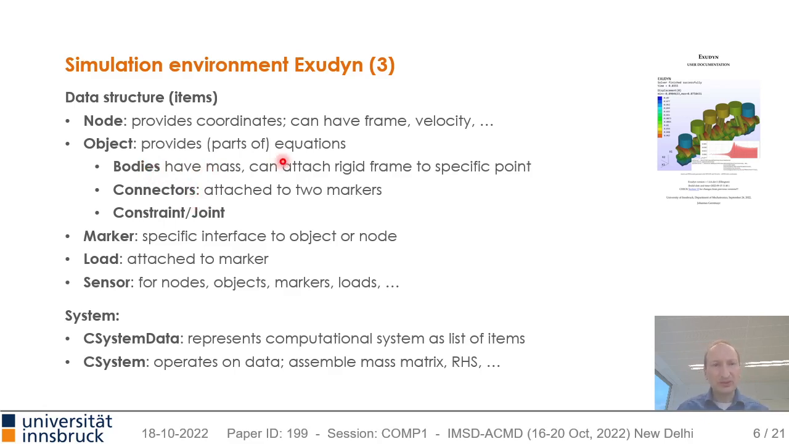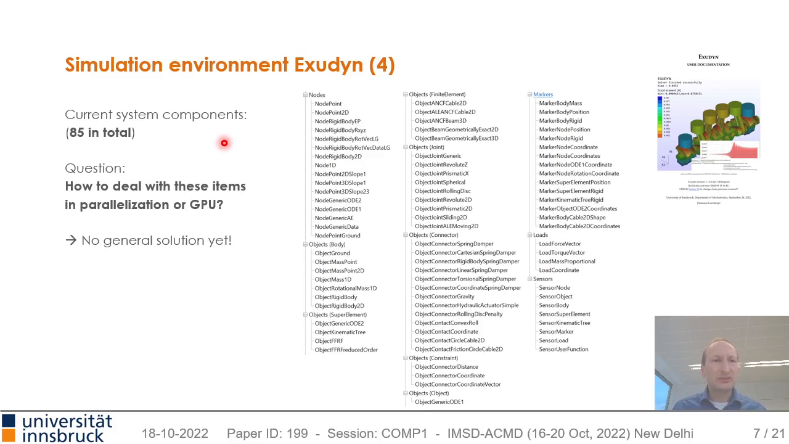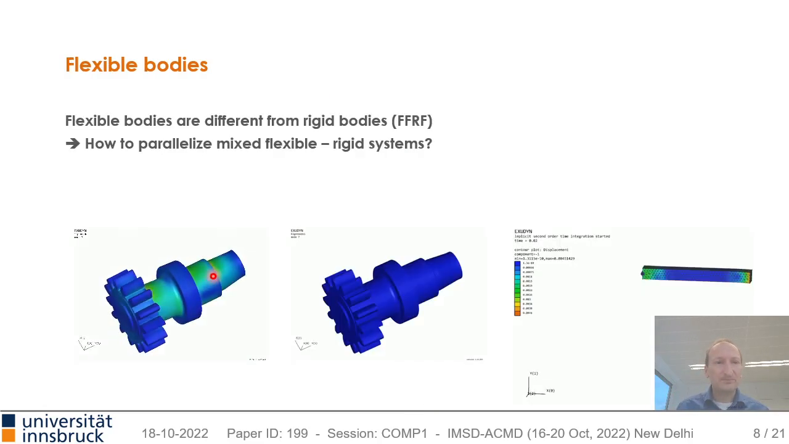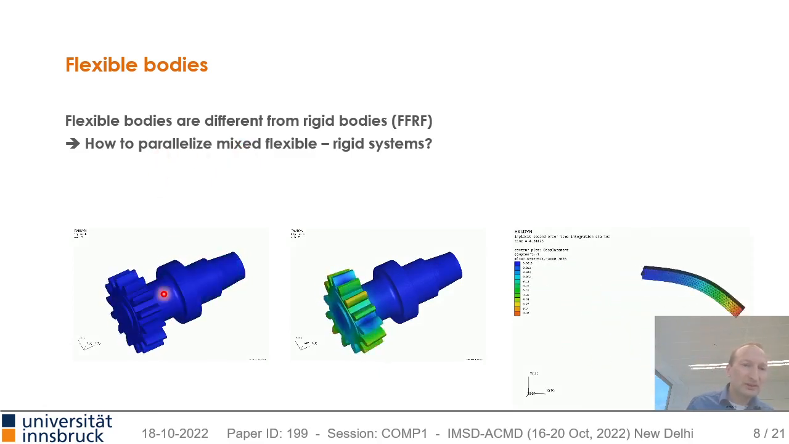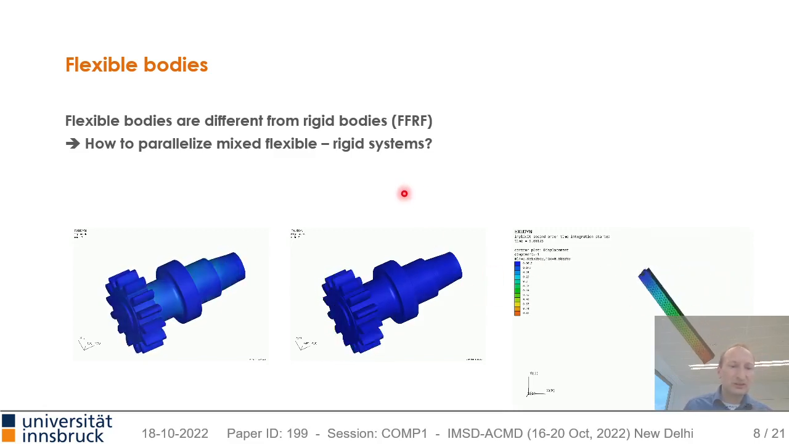This very simple structure can then, of course, be computed quite efficiently, but the question is how to parallelize this, especially on a GPU. We have no solution for that yet. We have 85 total components like nodes, objects, markers, and we would need to hand code parallelization for that, which is kind of out of sight. Especially, we also have flexible bodies that are still quite difficult and different. That means that we have modally reduced bodies like here on the left, or we have real nonlinear finite elements.